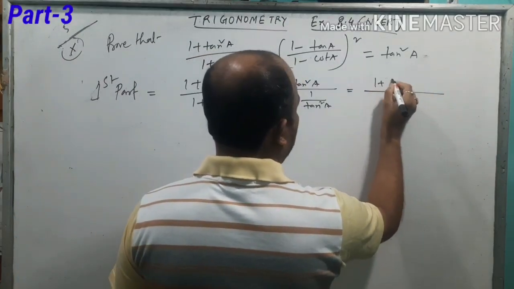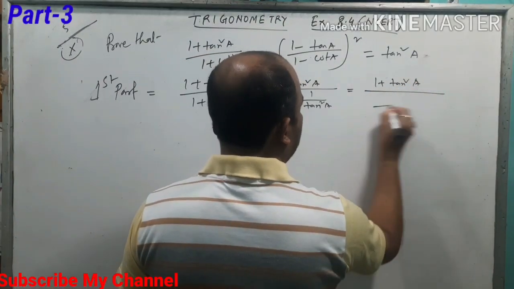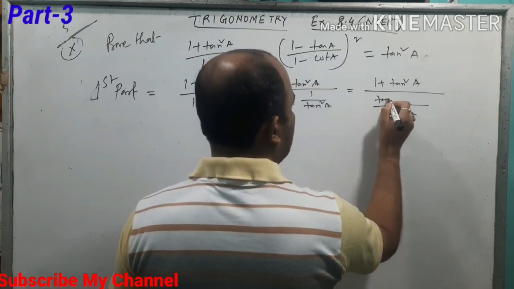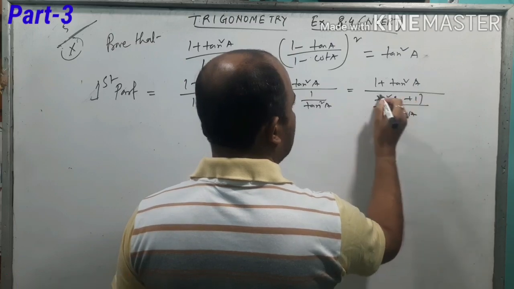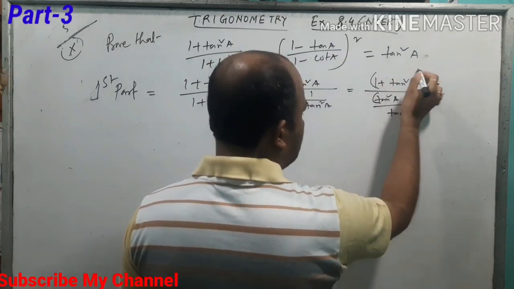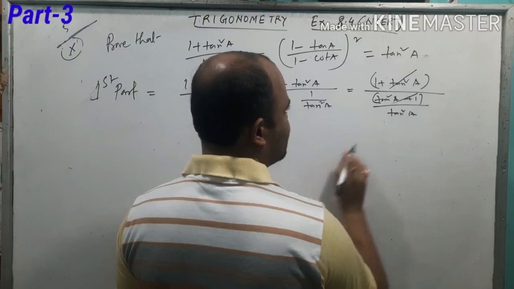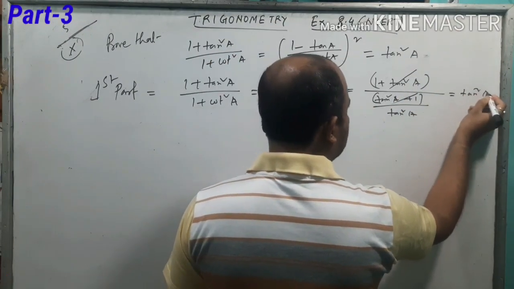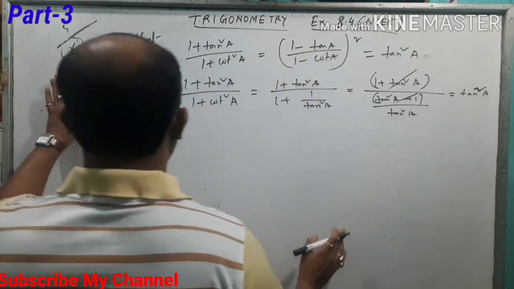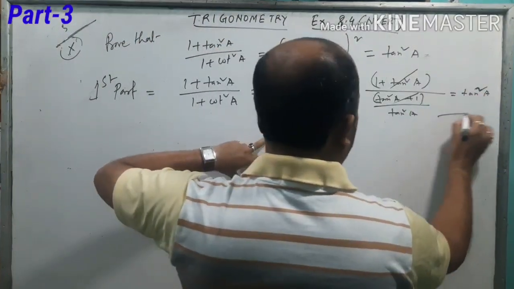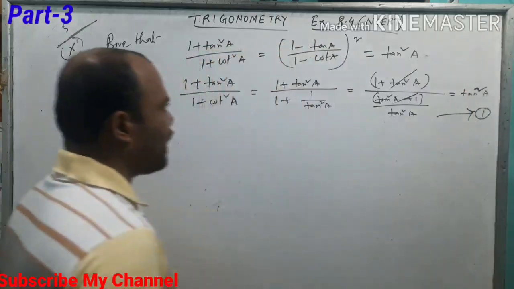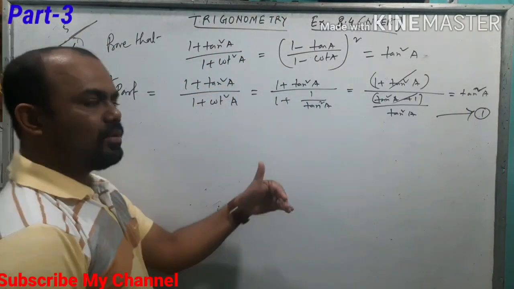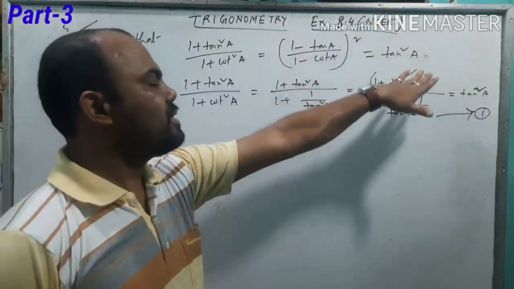Now see 1 plus 1 by tan square a, here we can take the LCM, tan square a, it will be tan square a plus 1 over tan square a. Now see, this term is the same, so they are cancelled. What remains? 1 by 1 by tan square a, which equals tan square a. See, first part equals tan square a. Give it equation 1. Now see this second part. In the next part we will try to show that the second part is also equal to tan square a.